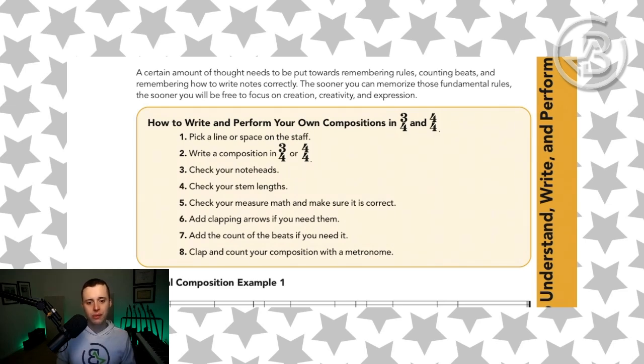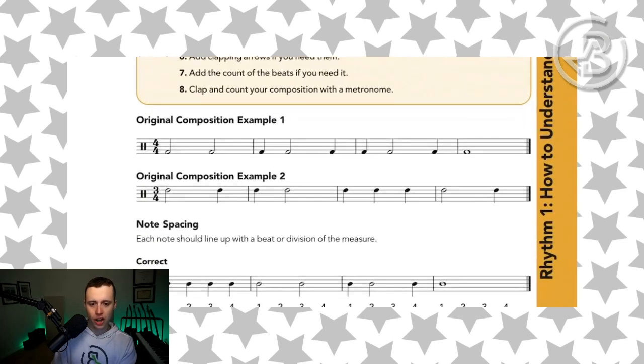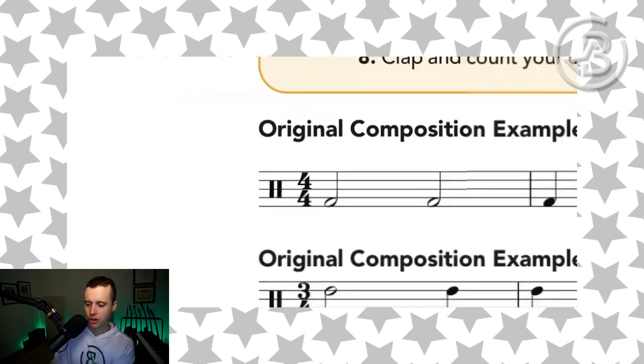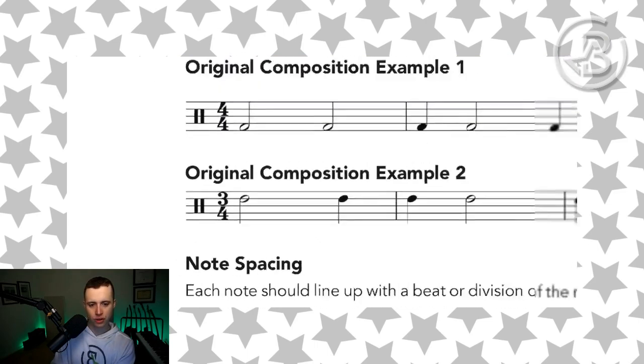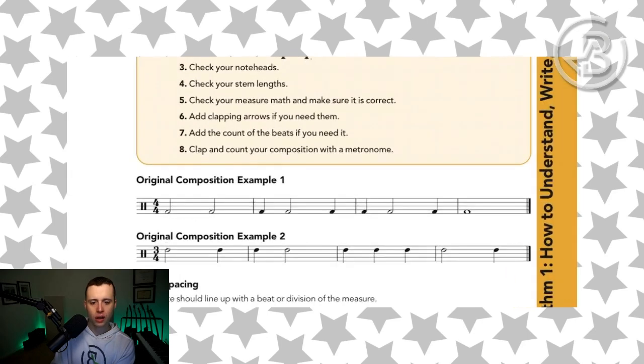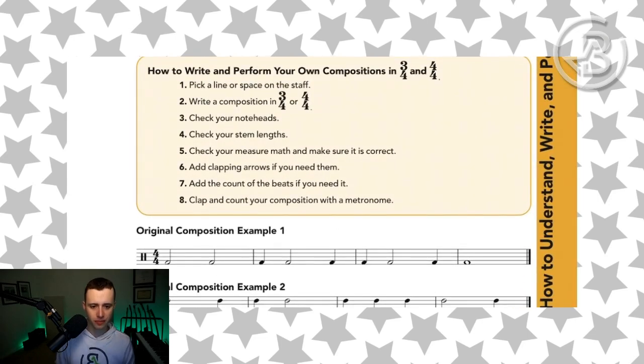So to write and perform your own compositions in 3/4 and 4/4, you're going to pick a line or a space on the staff. You can write all the notes on one line or space of the staff, not different lines. You can pick one line or one space, and I'll show you down here. We have one composition where all the notes are in space 1, and here's a composition where all the notes are on line 4. So you pick one line or one space of the staff. Then you write your composition in 3/4, 4/4.